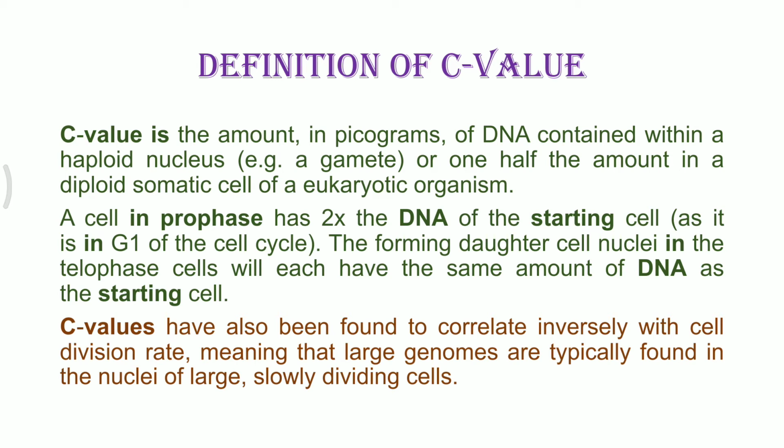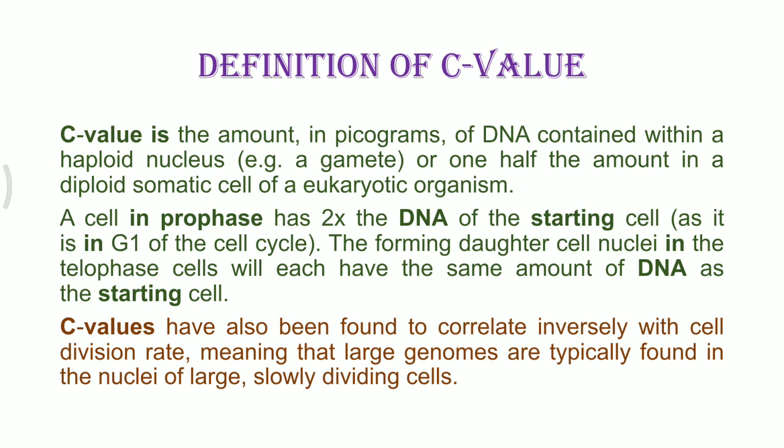One of the most important parts which we should know about is the C value. Basically, C value is the amount in picograms. When I say picograms, it means 10 to the power minus 15. And this generally means the total amount of DNA contained within a sperm cell or an ova or any kind of haploid cell. But when we talk about a diploid cell, in that case, it is half of the total amount of DNA present inside a cell.